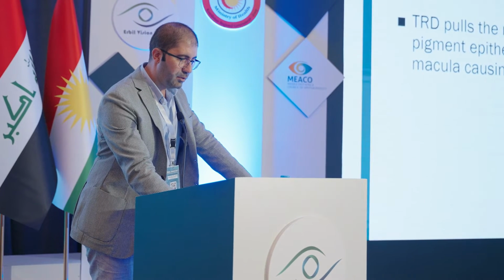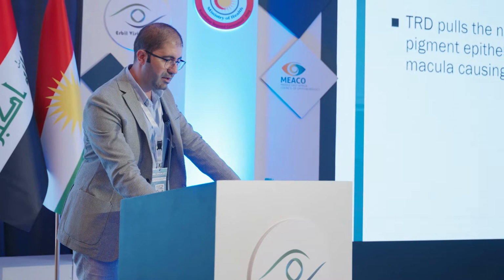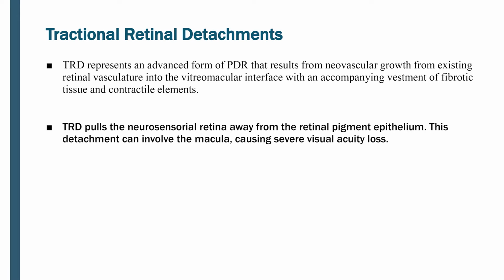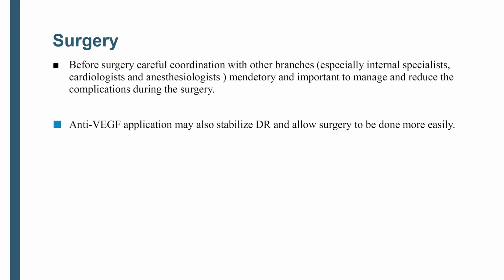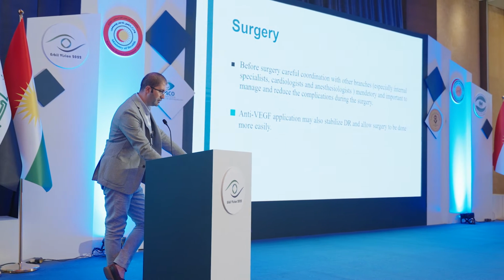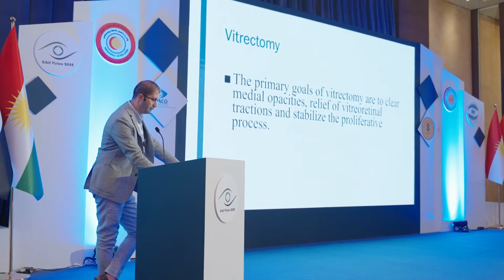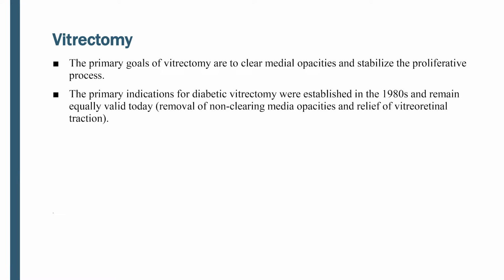TRD pulls the neurosensory retina away from the retinal pigment epithelium. This detachment can involve the macula, causing severe visual acuity loss. Before surgery, careful coordination with other branches is mandatory and important to reduce complications during the surgery. And VEGF application may also stabilize the DR and allow surgery to be done more easily. But the primary goals of vitrectomy are to clear media opacities, relieve vitreoretinal tractions, and stabilize the proliferative process.